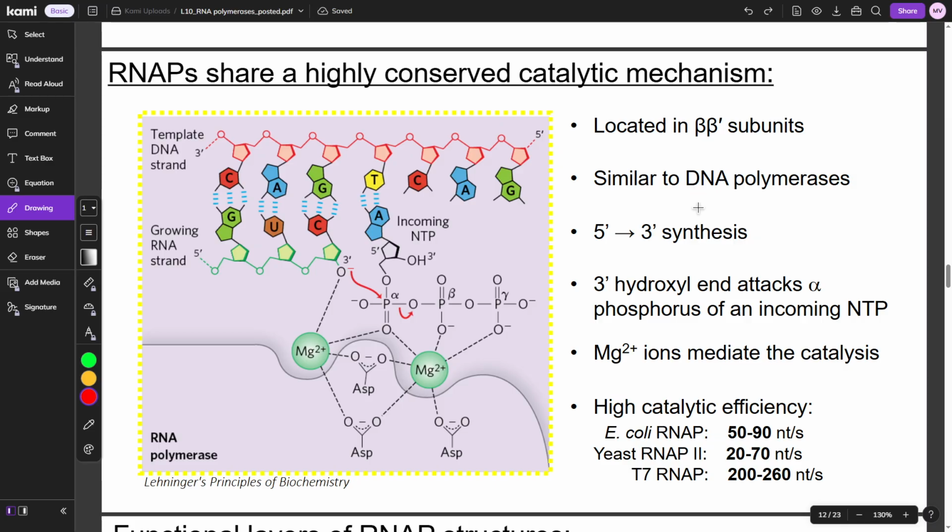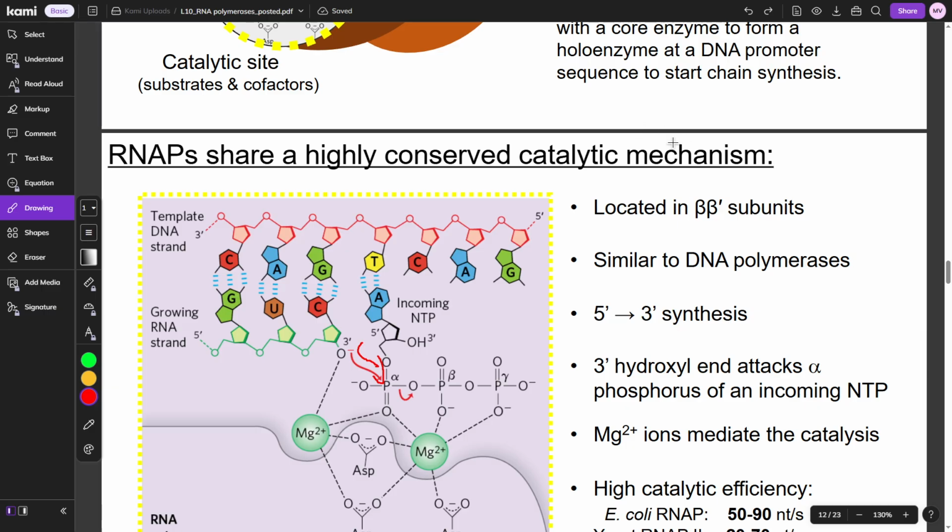Here is a diagram of the mechanism. I'm not going to go over this again. I feel like I've covered this enough at this point, but hopefully you recognize the O- attack, the 3' attack to the 5' phosphate, the 5' triphosphate, releasing a pyrophosphate, which can be cleaved for energy, and then the usage of these magnesium ions to stabilize the negative charges of these oxygens. And then the aspartates in the RNA polymerase help stabilize those magnesiums, if you will.